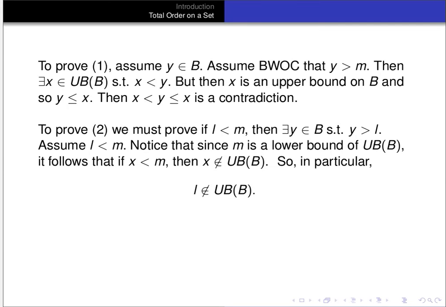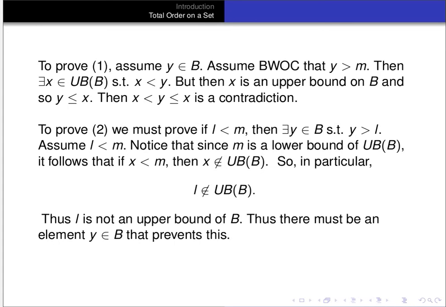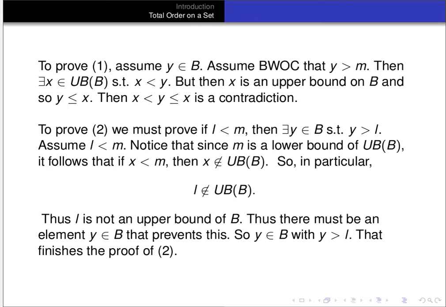Okay. Well, that means L is not an upper bound of B. So there has to be an element of B that prevents this, right? In other words, there has to be a y in B with y greater than L. Alright, so that finishes the proof of 2. That shows that if L is less than M, there's an element y of B so that y is greater than L. Right? So we've proved two things. We've proved that M is an upper bound and that it's the least of all the upper bounds. Okay? In other words, we've proved that M is the supremum of B.